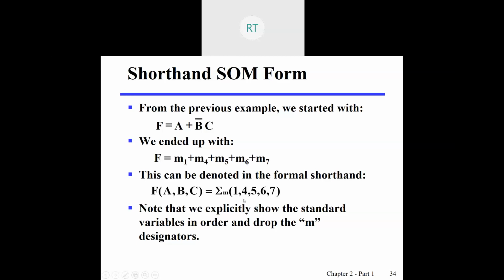So you could write it this way, m1 plus m4 plus m5 plus m6 plus m7, or you could write sigma m and you write between parentheses the terms that have actually 1 as output. Okay? We show the standard variables in order and drop the m designator. You simply write here between parentheses what minterms numbers have actually 1.